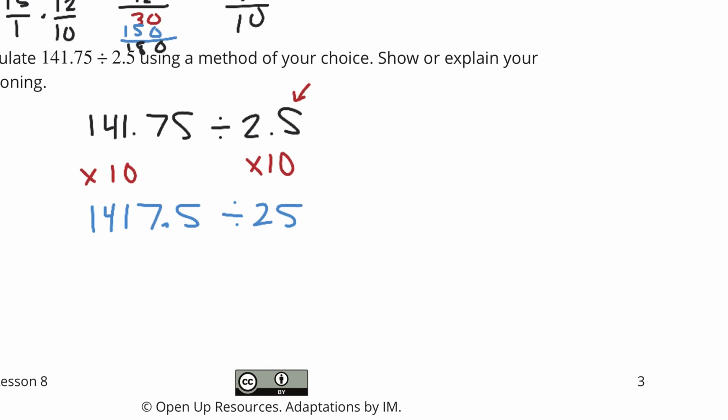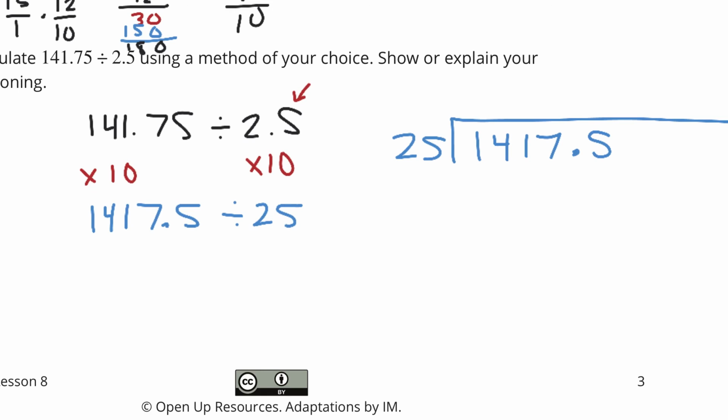And so now, 1,417 and 5 tenths divided by 25. See how this works out. We don't go into the 1 in the thousands spot. We can't go into the 4 in the hundreds spot, but we can go into the 141. Let's see, 25, 50, 75, 100, 125, 5 times.